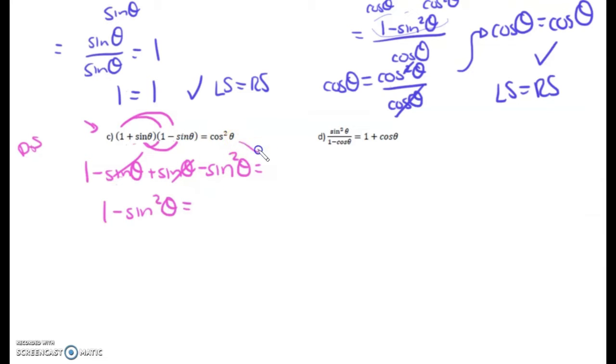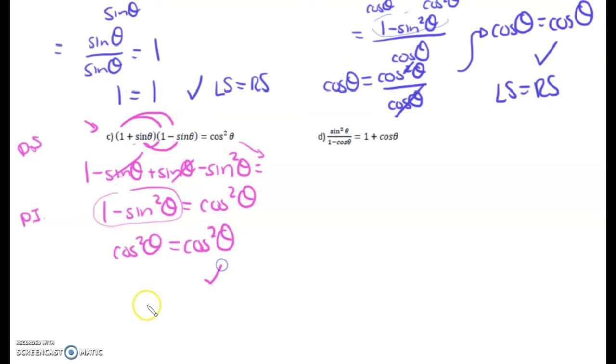Okay, now how are these going to be equivalent? Well, we can use the Pythagorean identity, PI, to substitute cos squared theta into the left-hand side. Okay, so this is indeed a trig identity. Left side equals right side.